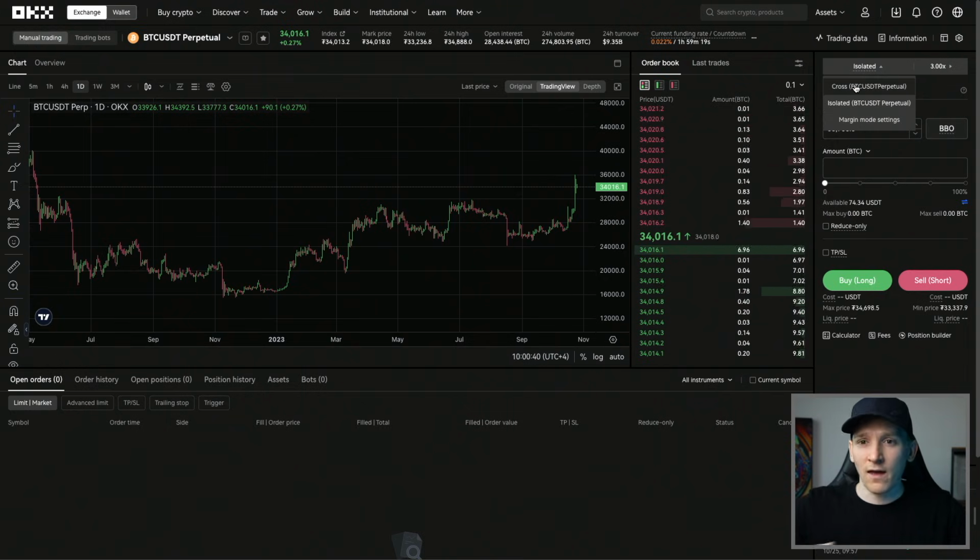So cross everything and isolated each position separately. I'm going to choose isolated margin, and then we'll open individual positions.